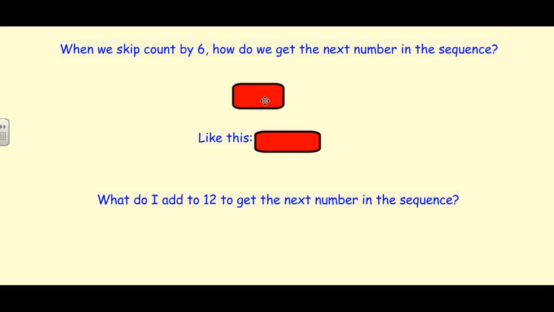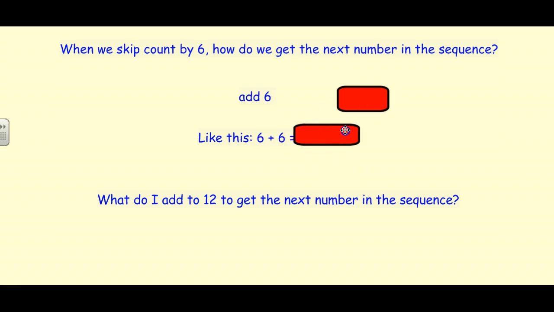Okay. All I'm doing is adding 6 to each number. That's what happens when we skip count by any number. We have to add that number in order to get to the next number. So if I start with 6, in order to get to the next number, I have to add 6 to that, and that's going to get me to 12.